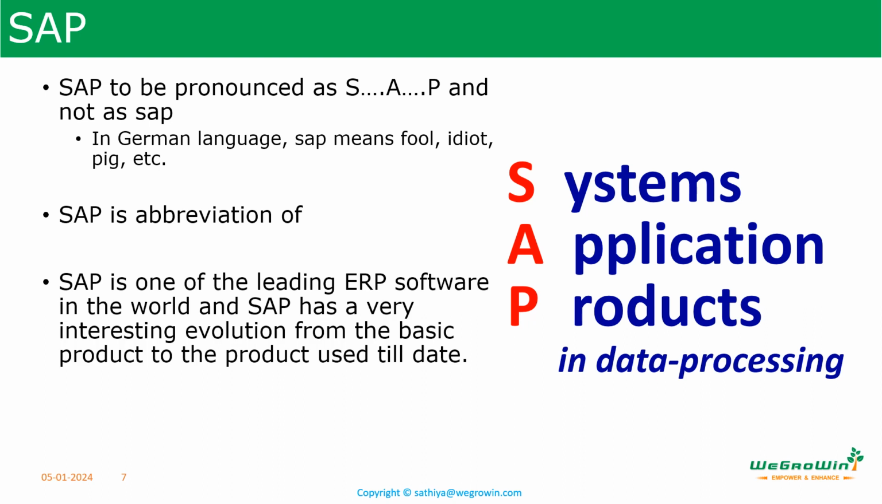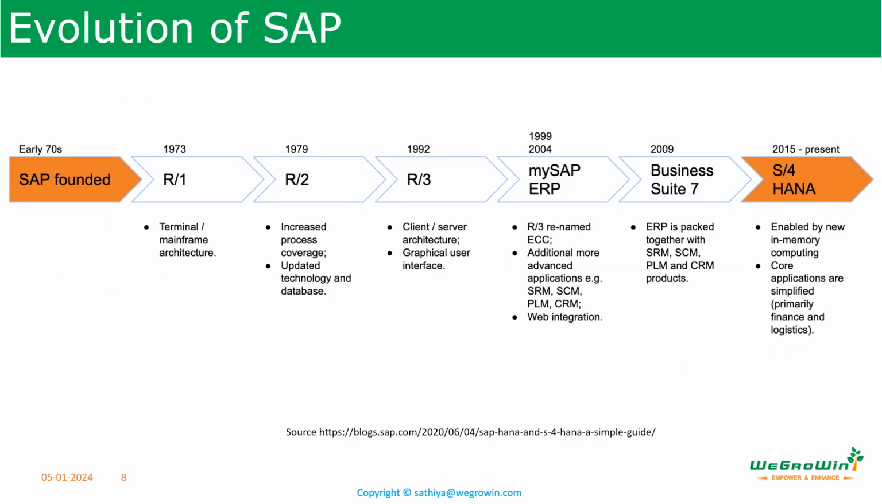SAP is one of the leading ERP software in the world, and SAP has a very interesting evolution from the basic product to the product used to date. SAP was founded by a collection of ex-IBM employees in the early 1970s. Their first system was called Real-Time Financials (RF) and it was later renamed R1.